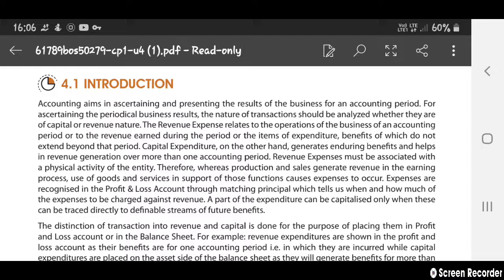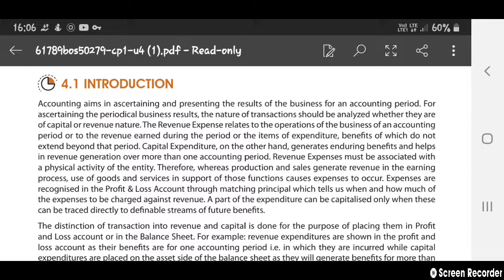Next, capital expenditure. Capital expenditure, on the other hand, gives us benefits and helps in revenue generation for more than one accounting period.